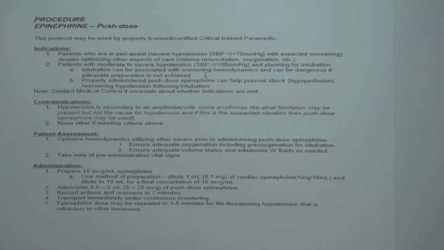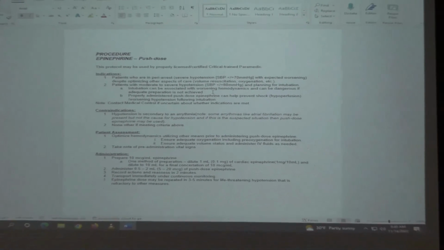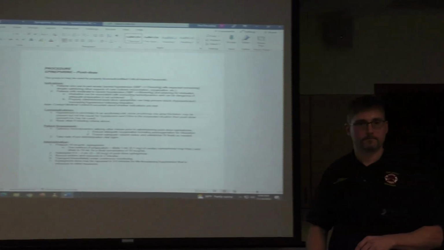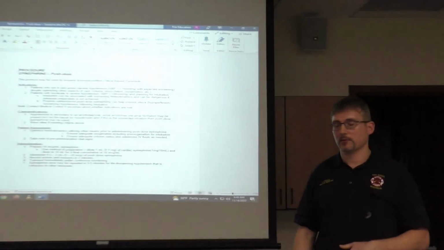All right. Are there any questions about this at all? And like I said, there are other protocols for this, and this one I just came up with not that long ago, so there may be some ways to make it better. But that said, look it over, try to get comfortable with it. If you have feedback for me on it, questions, anything like that, just let me know. Okay. Are there any questions about push dose epi?